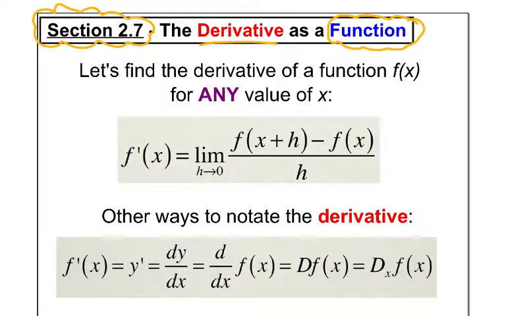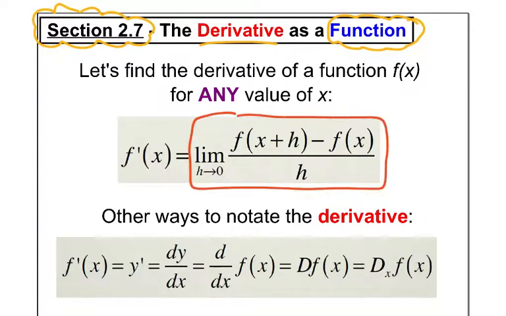Last time we found the derivative at any point a. So we had our formula over here, and we used x is a. And that gave us the derivative at that value of a. Remember, that's the same thing as the slope of the tangent line and instantaneous rate of change and all those words that we learned. So that gave us a slope value.